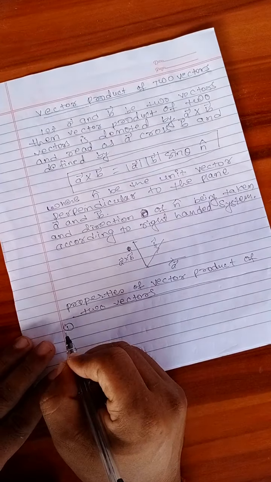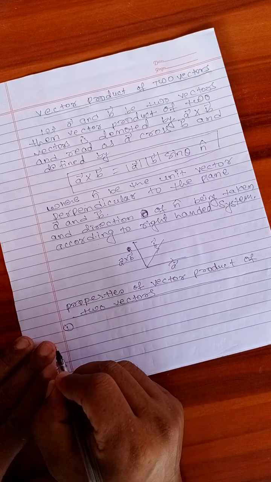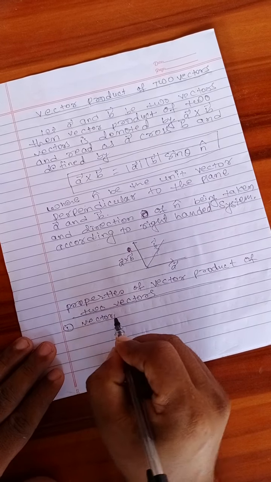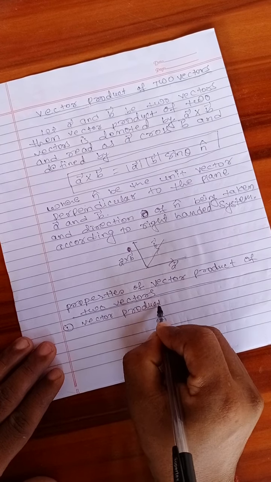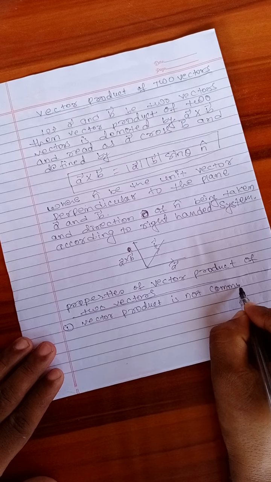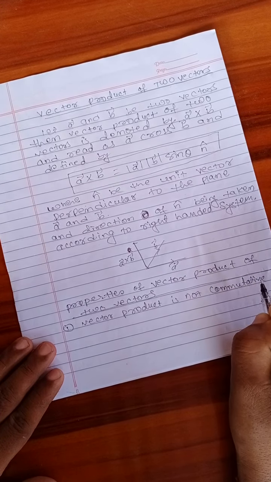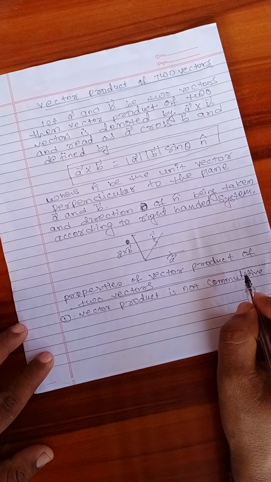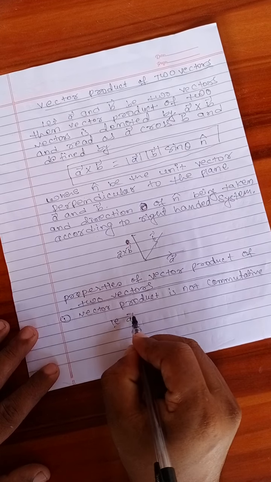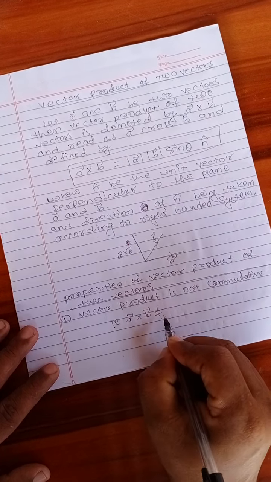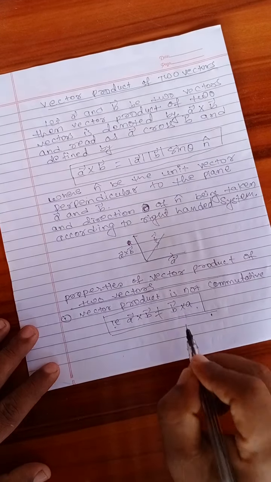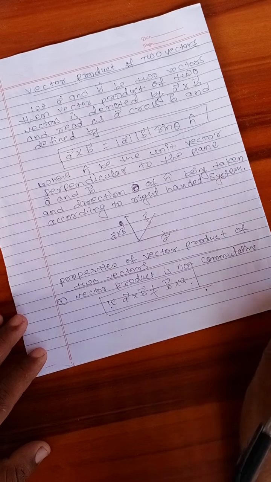Suppose the first property is that the vector product is not commutative. Earlier the scalar product was commutative: a dot b is equal to b dot a. But the vector product is not commutative. That means a cross b will not be equal to b cross a. This type of property is called the commutative property.